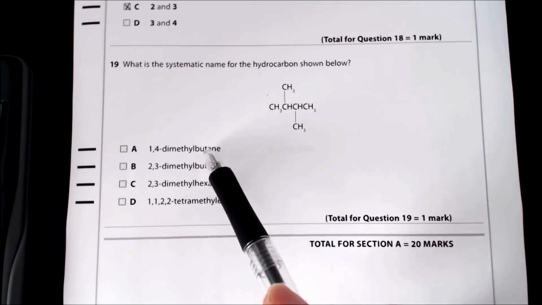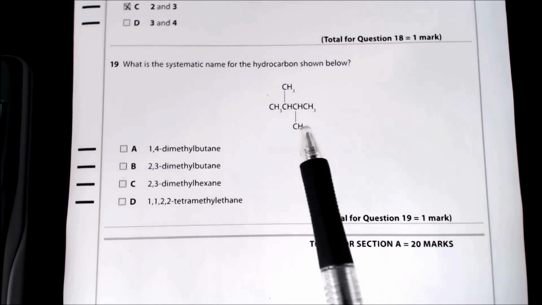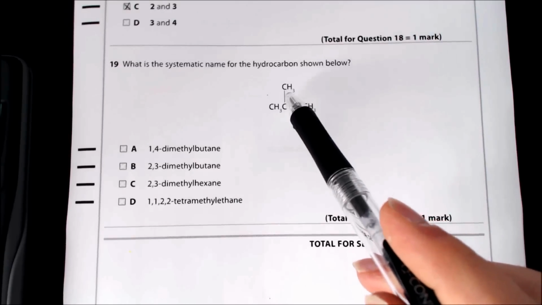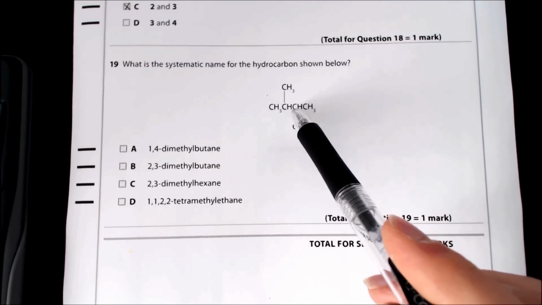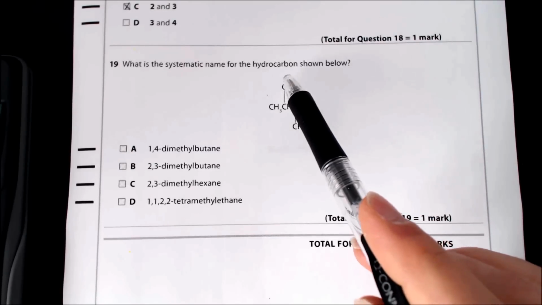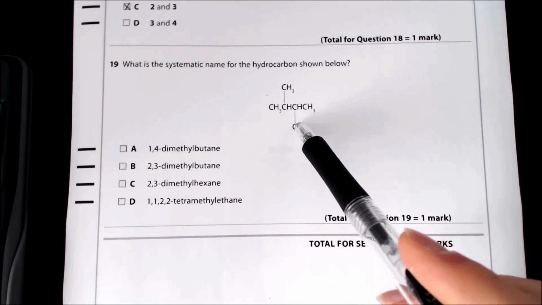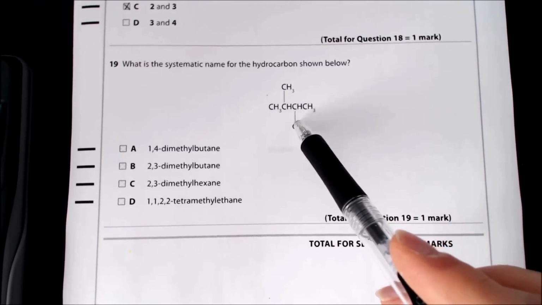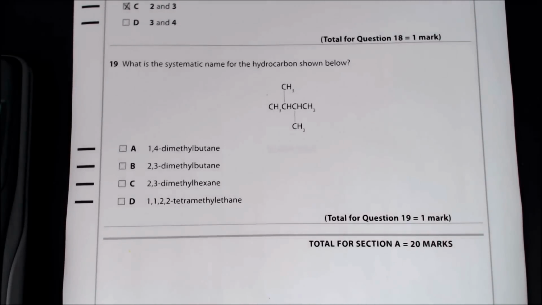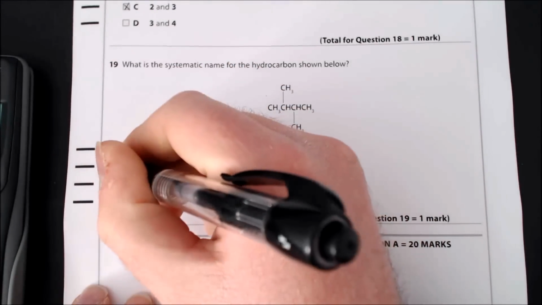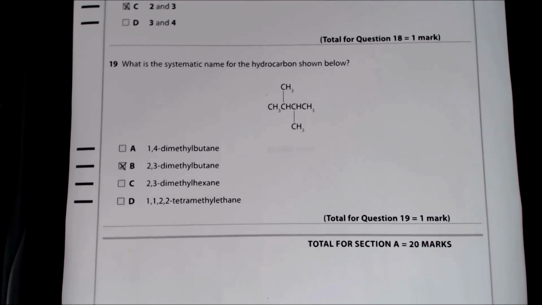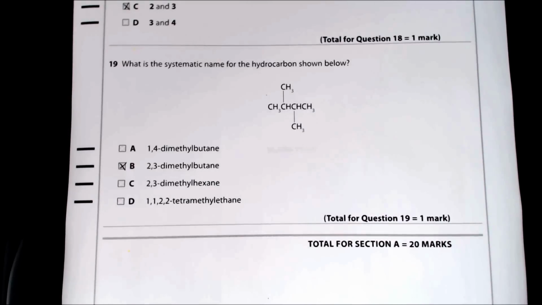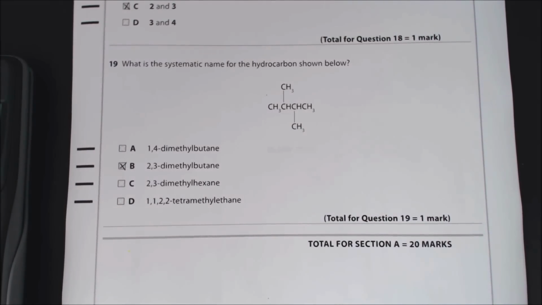So straight away, it's between A and B, and you can see here that we've got a methyl group hanging off the second carbon, a methyl group hanging off the third carbon. So this is going to be 2,3 dimethyl butane. So this one is actually B. So that's going to go there, and there we go. So 20 marks in total for section A, all multi-choice. So let's go on to the more full answered questions now.